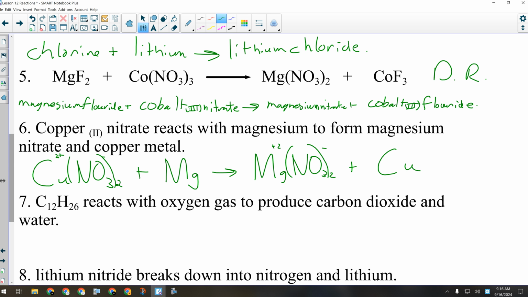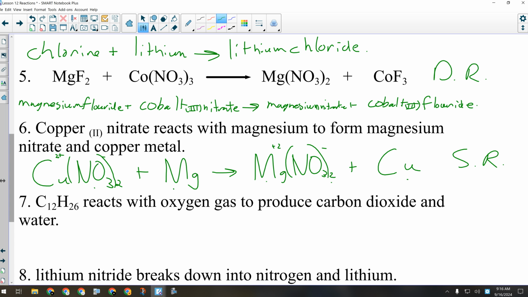All right, is that okay? What kind of reaction is that? Single replacement. Element plus ionic compound, we're looking at single replacement. 2 ionic compounds, we're looking at double replacement. Do I need to do anything balancing wise? It is balanced already. I've got 1 copper in the product. I've got 2 nitrates in the product. There are 2 nitrates in the reactants, 1 magnesium in the reactants, 1 magnesium in the products.